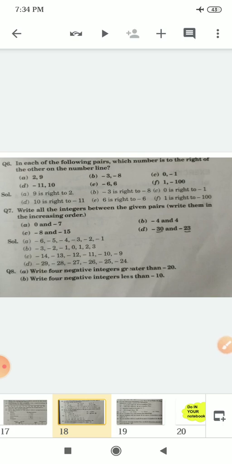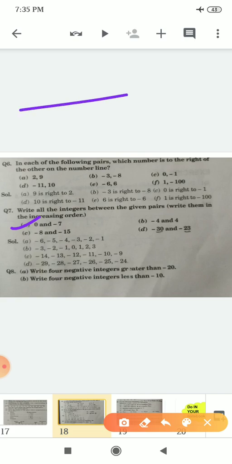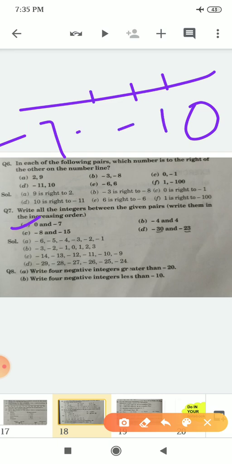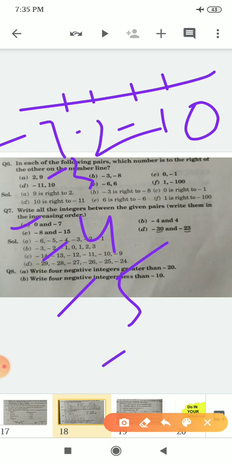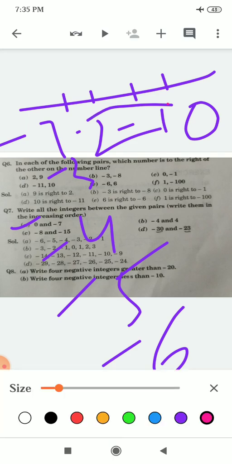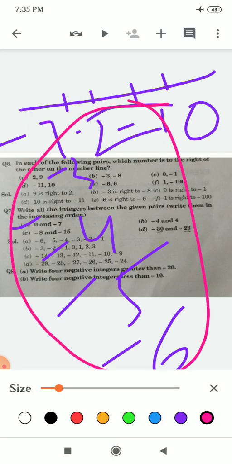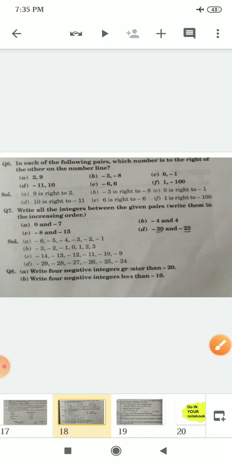Question number 7. Write all the integers between the given pairs. Write them in the increasing order. It is very easy. First question we have 0 and minus 7. It means here will be minus 1, minus 2, minus 3, minus 4, minus 5, minus 6, then minus 7. So you have to take from minus 1 to minus 6.